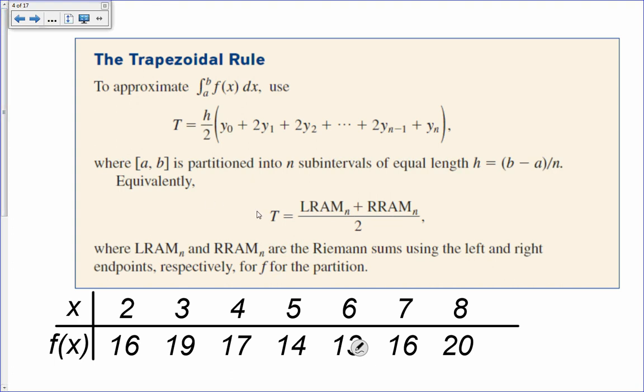And one other thing to note, the area using the trapezoid method can also be found by adding up our LRAM and RRAM divided by 2. So the average between LRAM and RRAM. So that's just one thing to note. Depending on what kind of data you're given, one method may be easier than the other. If you were given LRAM and RRAM, it would be easier just to take the average. But using the trapezoid method only requires one calculation, where LRAM and RRAM both require one, and you'd have to do both.